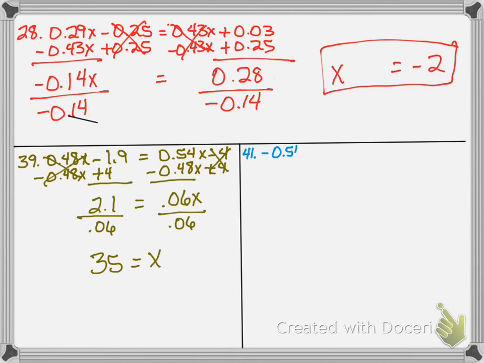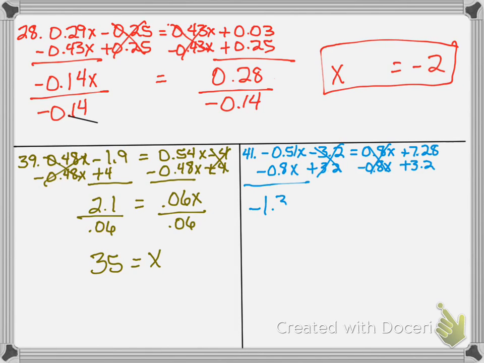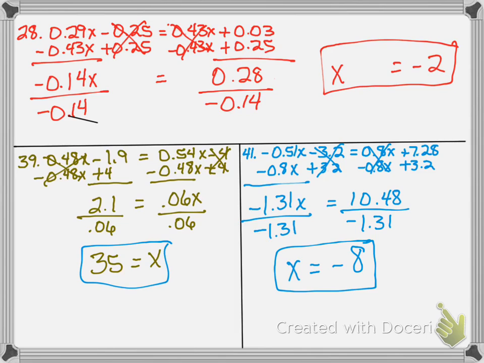Okay, number 41 is negative 0.51x minus 3.2 is equal to 0.8x plus 7.28. I'm going to add 3.2 to both sides. I'm going to subtract 0.8x from both sides. Negative 0.51x minus 0.8x is negative 1.31x. 7.28 plus 3.2 is 10.48. Divide that by negative 1.31. And x is equal to negative 8. Okay.